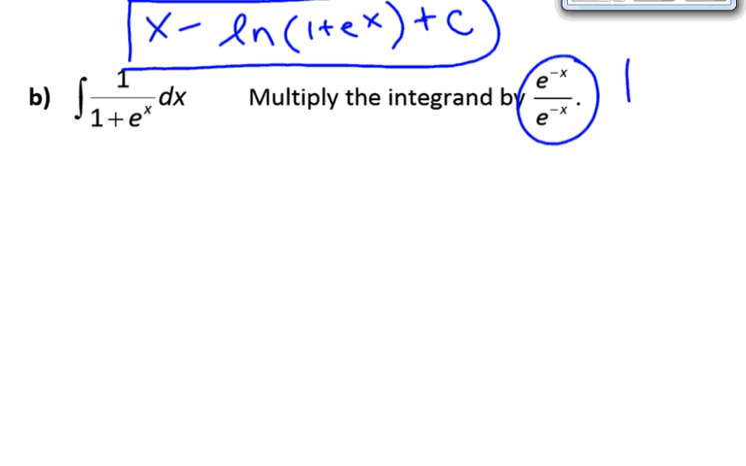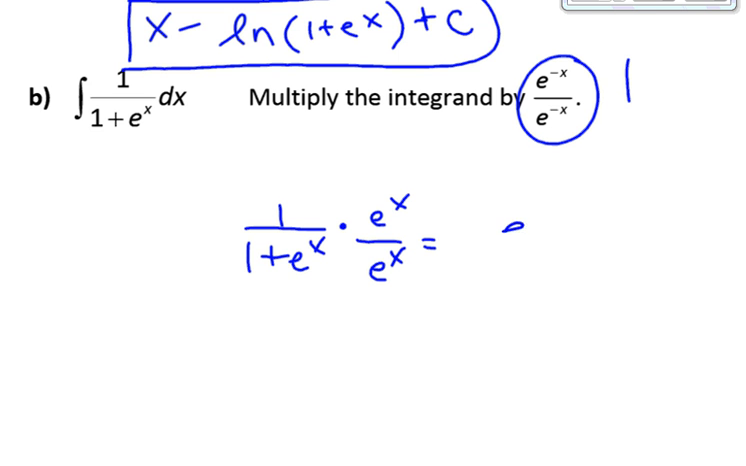So you see here that my clever form of 1 is not e to the x over e to the x, it's e to the negative x over e to the negative x. And the reason being is if I were to multiply, I just want to show you, again, don't write this down, just watch. If I were to multiply by e to the x over e to the x, you get e to the x over e to the x plus e to the 2x. And so having this e to the 2x and this e to the x actually makes the problem more complicated, and that was not my goal. I don't want to make the problem more complicated, I want to make it more simplified.